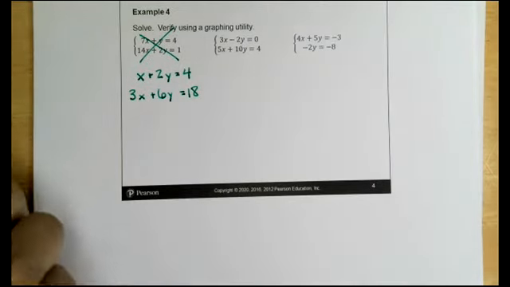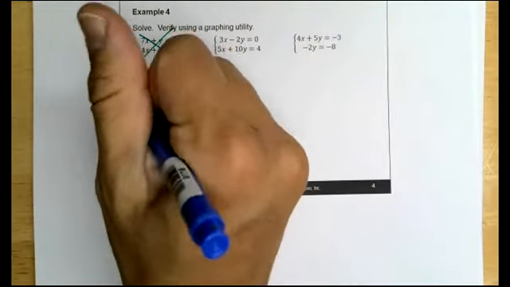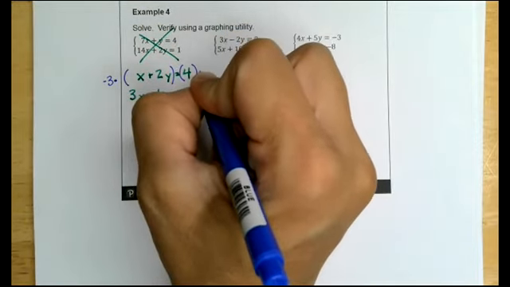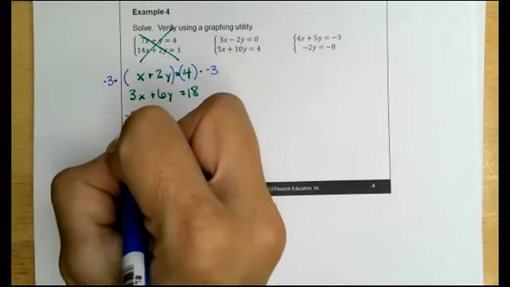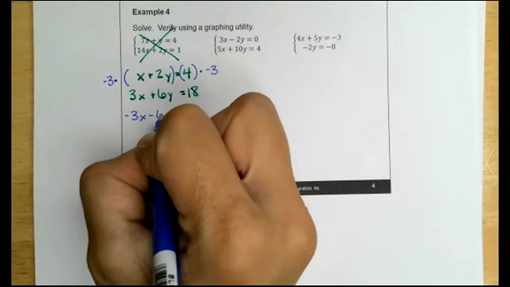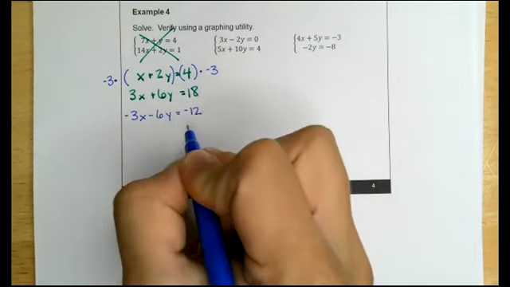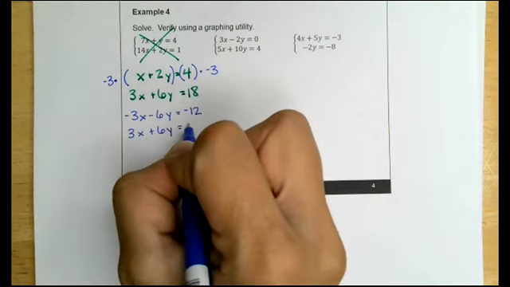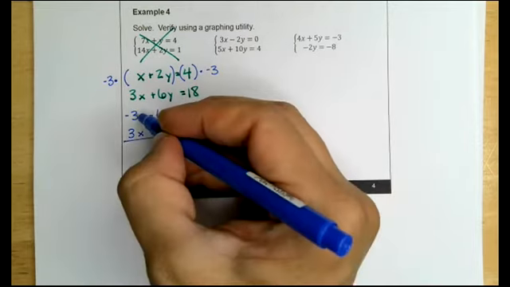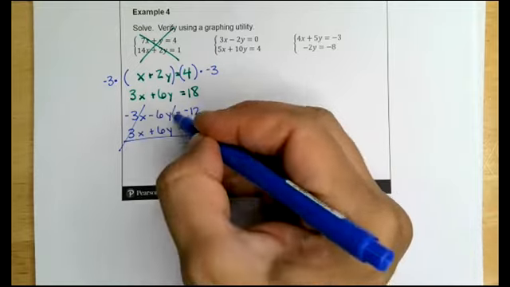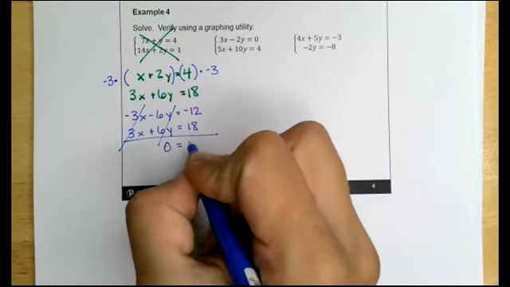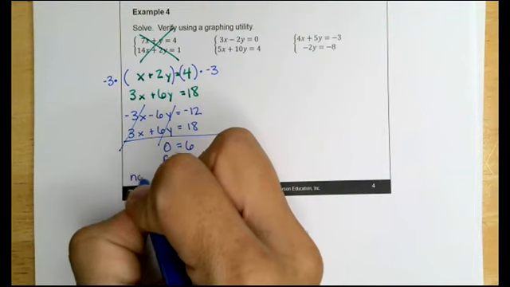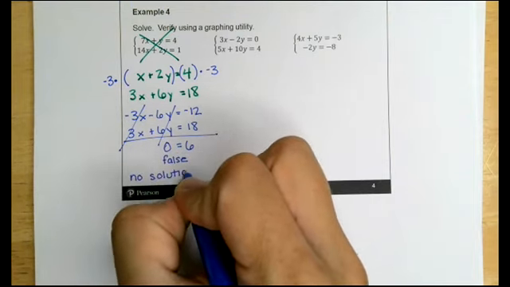If I want them to eliminate, I need a -3 up here. So I'll multiply by -3. I get -3x minus 6y equals -12. And then I still have the 3x plus 6y equals 18. This doesn't look good. So these eliminate. These eliminate. So I have 0 is 6. This is false. So we will say no solution. No solution is possible.